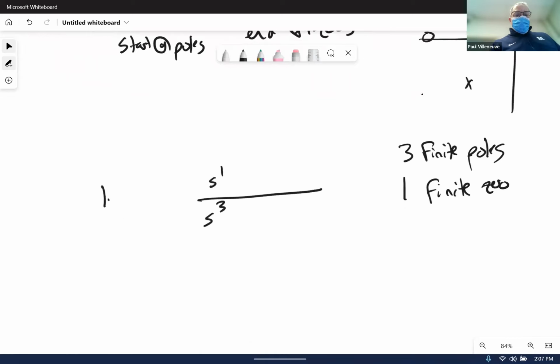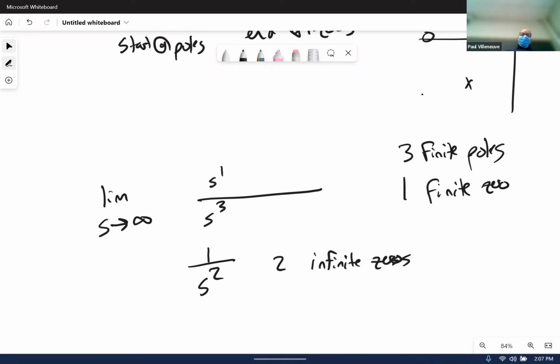As we take the limit as s approaches infinity, what we end up seeing is we have 1 over s squared, which means we have 2 infinite zeros. Because as s approaches infinity, we end up with 2 more zeros, right? Because we have 1 over infinity times infinity. Those approach 0. So we have that value.